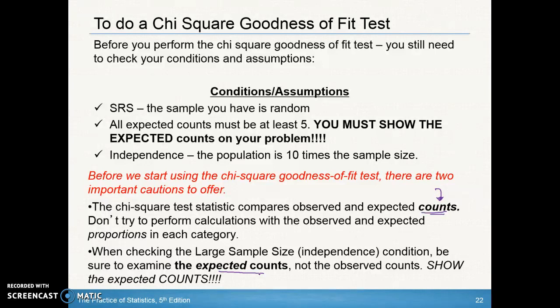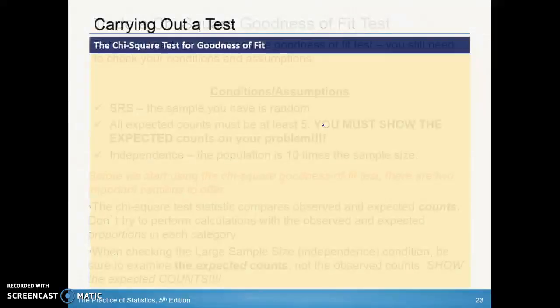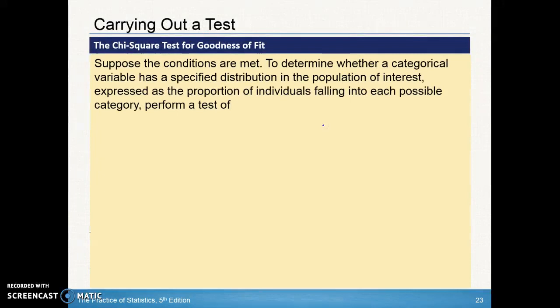So make sure, once again, that you're showing your expected counts as part of your problem. All right, so let's just take a look at what carrying out a chi-square goodness of fit test looks like.